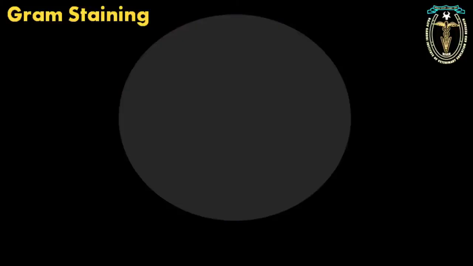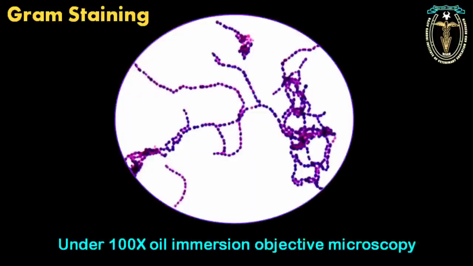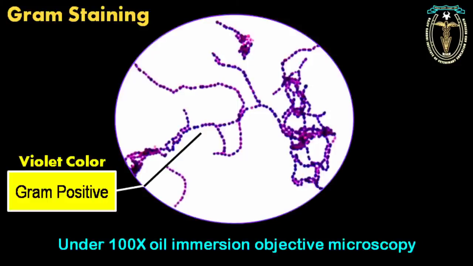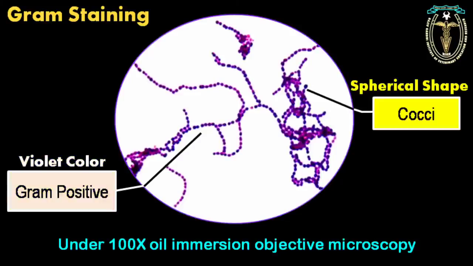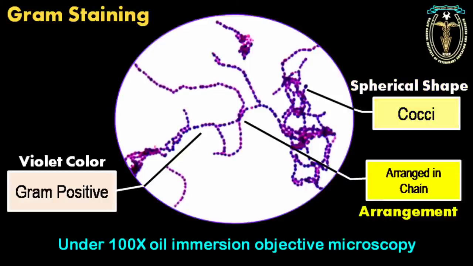Next, on microscopic examination, if you are observing this type of microscopic features based on coloring property, since the microorganisms here are stained violet color, they are gram-positive organisms. Then, here the organisms are spherical shape. So, they are cocci. Next, the arrangement. They are arranged in chain here.